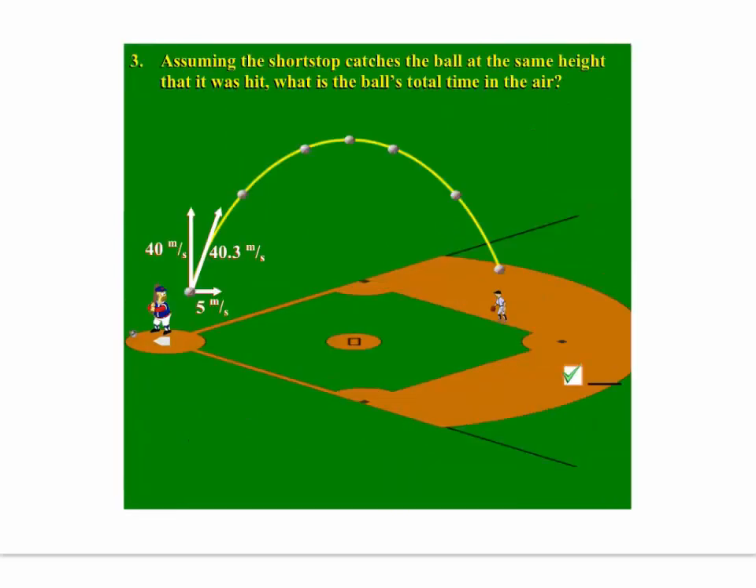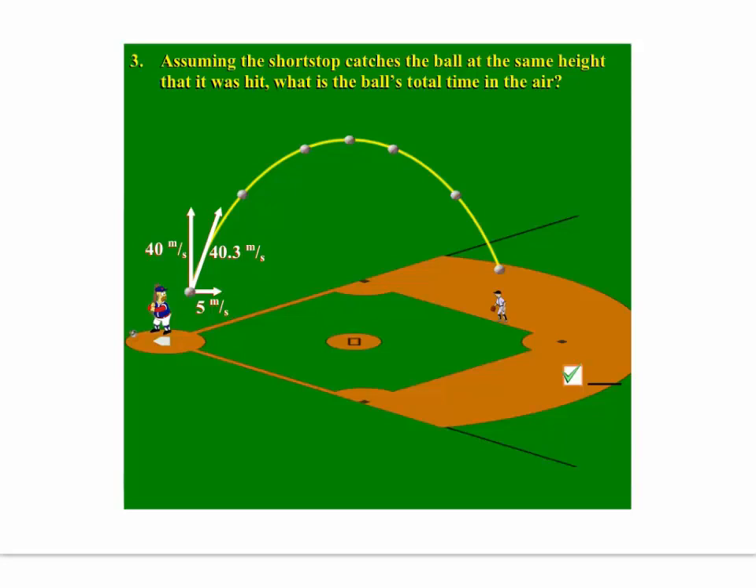So on question 3, it asks, what is the total time in the air? And now you have options as a student. You can either explain this in words and say that, well, gravity is the acceleration, so it's going to take the same amount of time to bring the ball to a stop going vertically as it would to fall back down the same displacement to the original height that it was at, and you can just double the time.